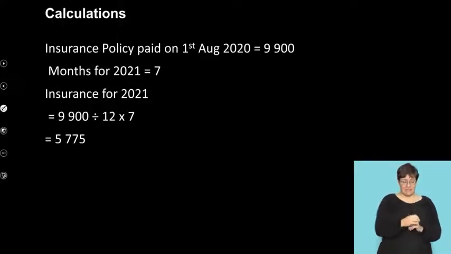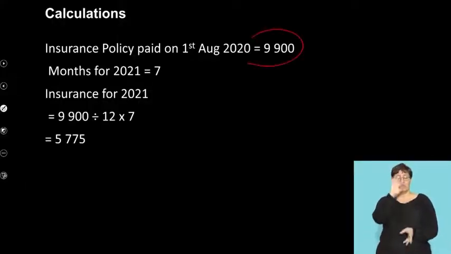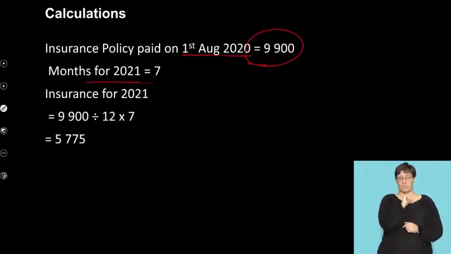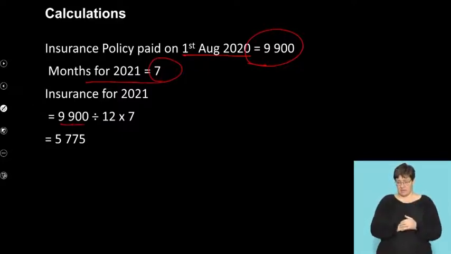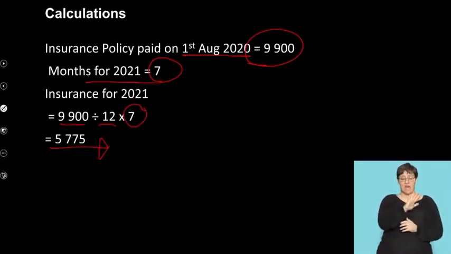Therefore, you find that the total amount that we paid was 9,900. It was paid on the 1st of August. How many months were for the next financial year? 7 months. So what do we do? We take the 9,900, divide it by 12, and then multiply it by 7, and the 5,775 will be the amount that we've prepaid on the insurance.